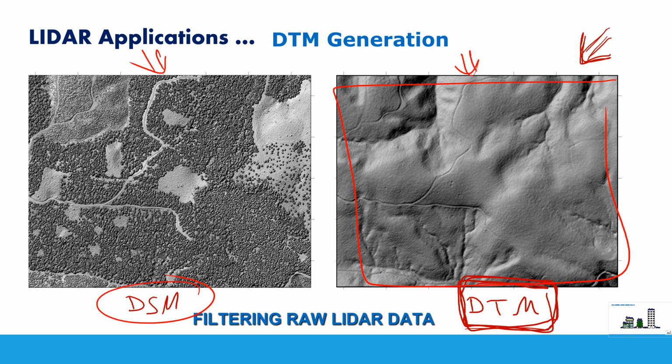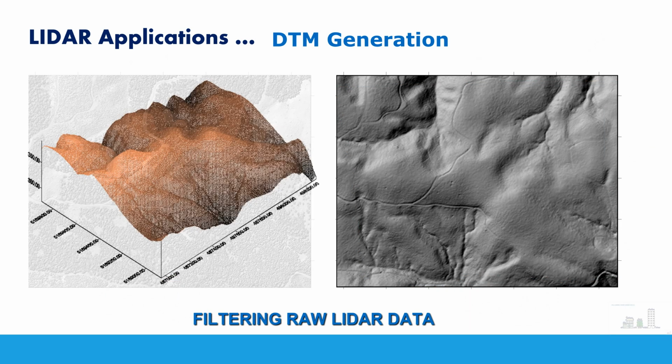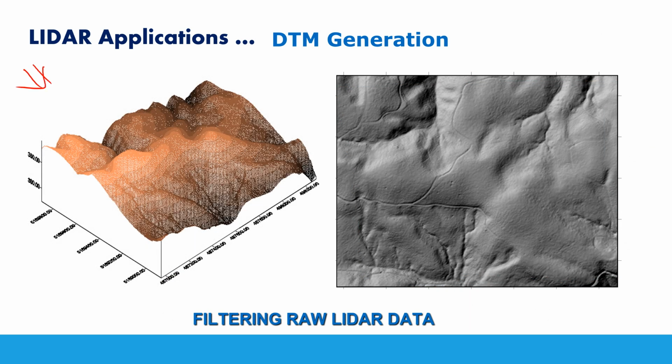After I generate the digital terrain model for this filtered data, I can represent this, for example, in this 3D shape using any kind of software. And this is our area after removing all of the trees in this case because it was a forested area.